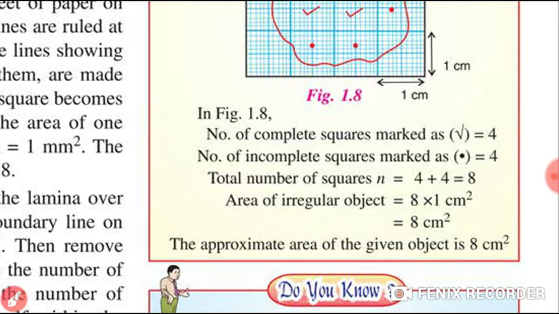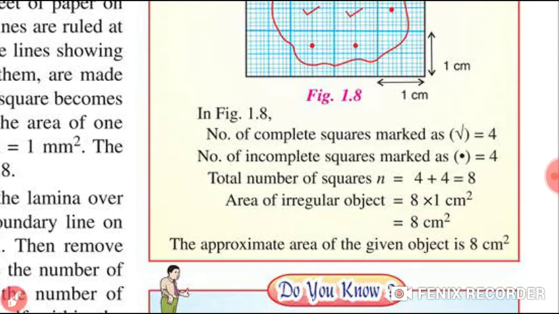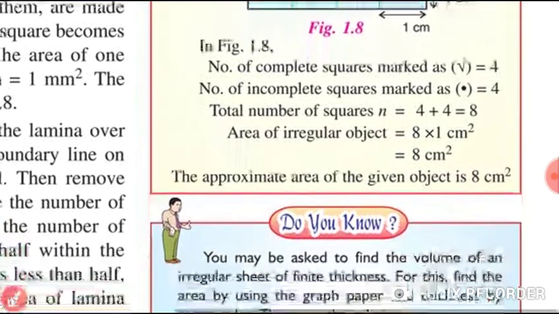The total number of squares will be n. That means incomplete squares plus complete squares. That means 4 plus 4 is equal to 8. Now we have to find out the area of the irregular object. That means the number of total squares multiplied by 1 centimeter square. Here our total number of squares is 8. So 8 multiplied by 1 centimeter square is equal to 8 centimeter square. This will be the approximate area of the given object.